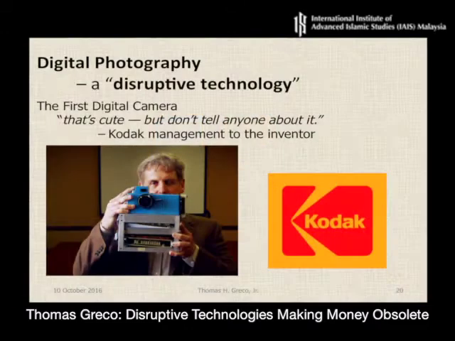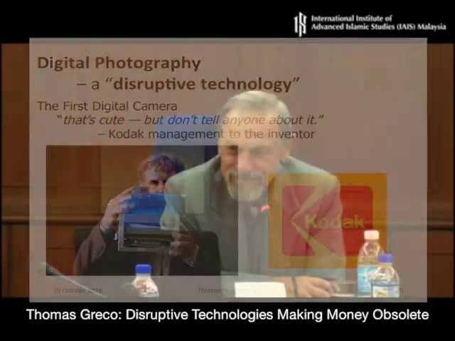The ironic thing about it is that digital photography was invented at Eastman Kodak Company. But when the engineer who invented it showed it to management, their response was, "That's cute, but don't tell anybody about it." Well, why? Because their cash cow was film and chemicals and processing, and they didn't want to disturb that market. So they resisted developing digital photography. But others took it on and did develop it.